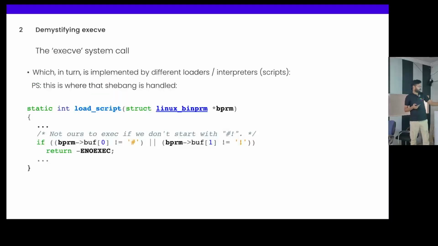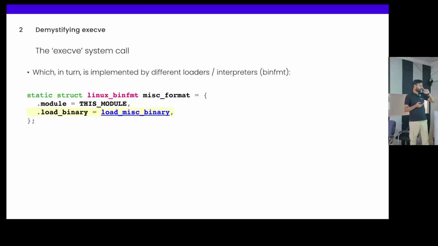If you see the code here in load script, this is again inside the kernel, we have this particular check. The remaining lines are basically stripped off, and here you see that the first character should be this and the second one is this, and if it is not the case it will basically return some sort of error.